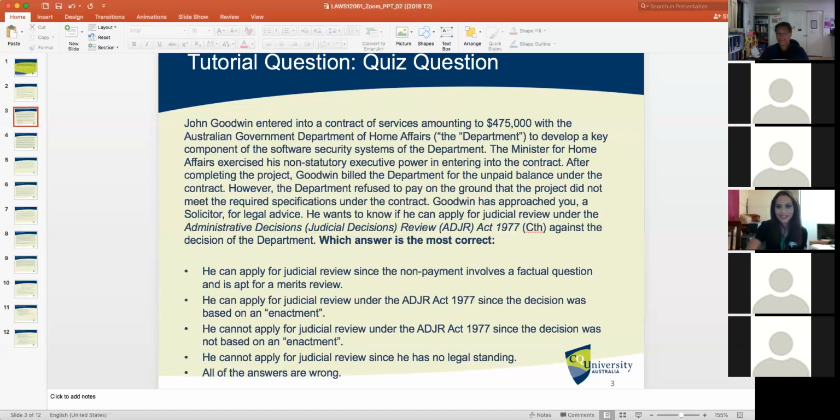Thank you. Can you go through the answers as well, if you don't mind? Okay. Yeah, that's fine. He can apply for judicial review since the non-payment involves a factual question and is apt for a merits review. He can apply for judicial review under the ADJR Act since the decision was based on an enactment. He cannot apply for judicial review under the ADJR Act since the decision was not based on an enactment. He cannot apply for judicial review since he has no legal standing, and all of the answers are wrong. Okay, thank you, Sari.